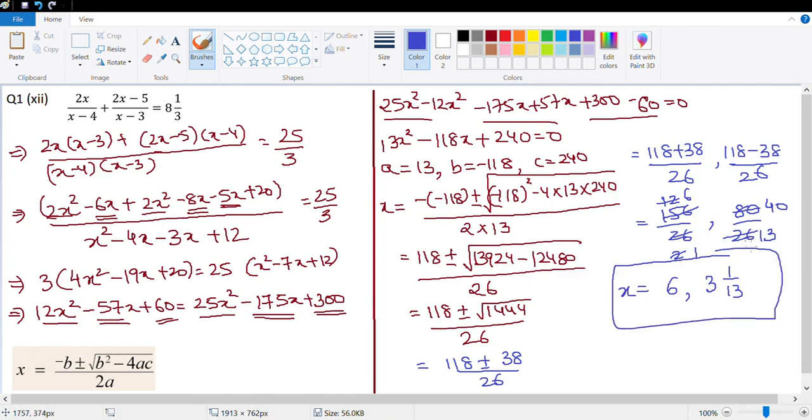Fairly long question, but I hope you figured out how to do it using the formula. This one specifically required a lot of calculation. I can mark some homework questions for you. You can do question number 1, part 2, question number 1, part 6, question number 1, part 11.